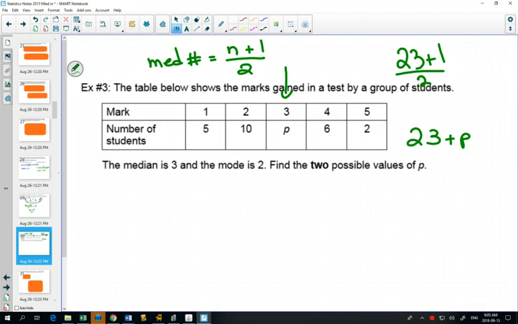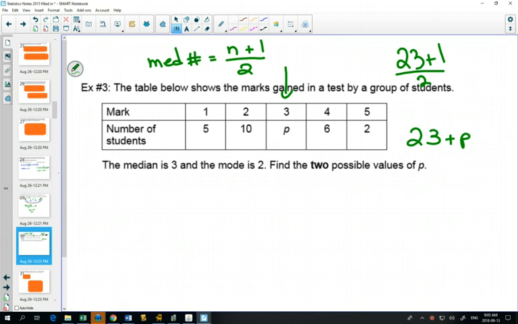If I start with an even amount, if I start with 24 terms, I add 1, which is 25, divided by 2, I get 12.5. That's telling me I need to take the average of the 12th and 13th term.